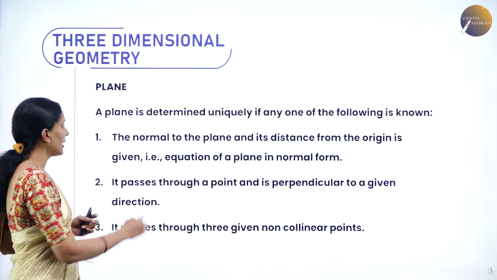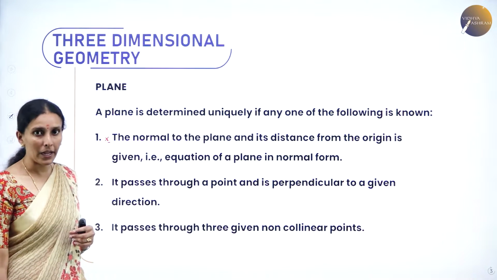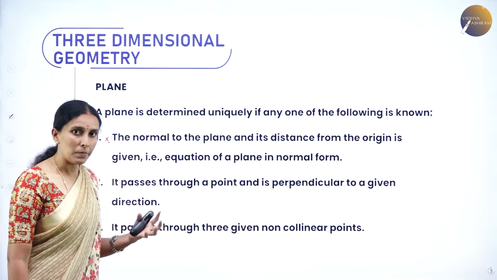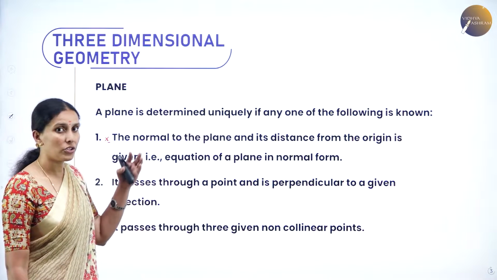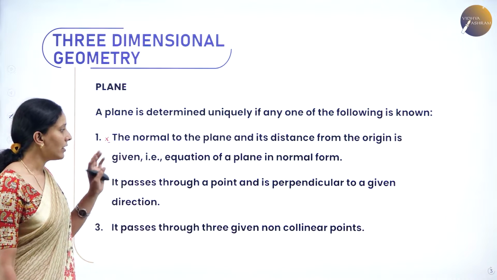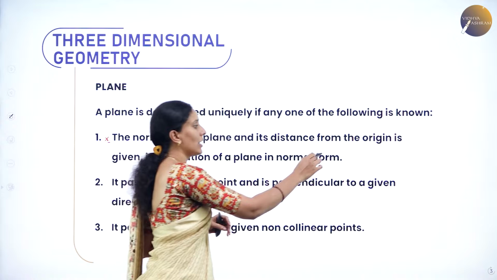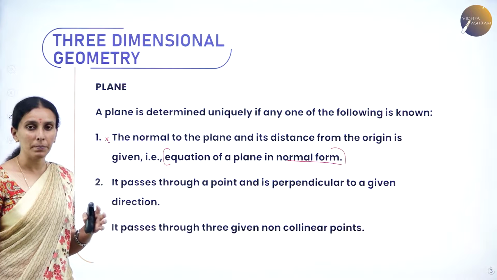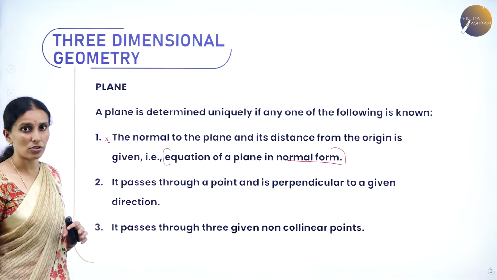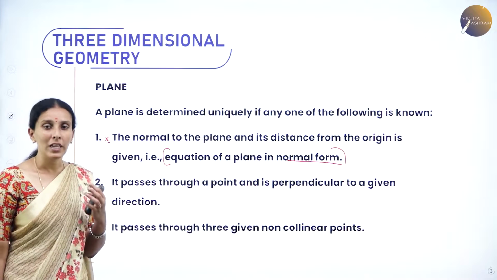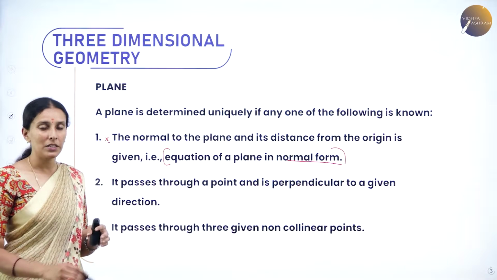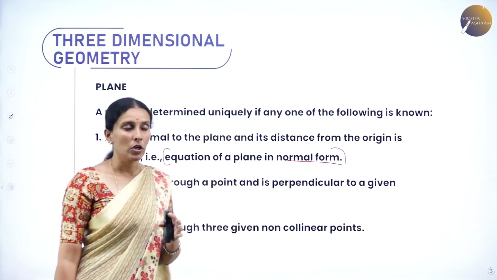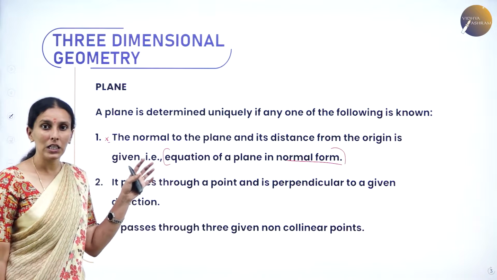The first one, either there should be a normal to the plane and its distance from the origin is given. That is, whenever there is any plane, there must exist a normal from the origin to the plane whose distance is given, and that can be taken as the equation of a plane in normal form. The second is that it passes through a point and it is perpendicular to a given vector or given direction. The third one is that it passes through three non-collinear points. That means if you have non-collinear points, the plane has to be passed through those points. So these are the conditions to determine a plane.